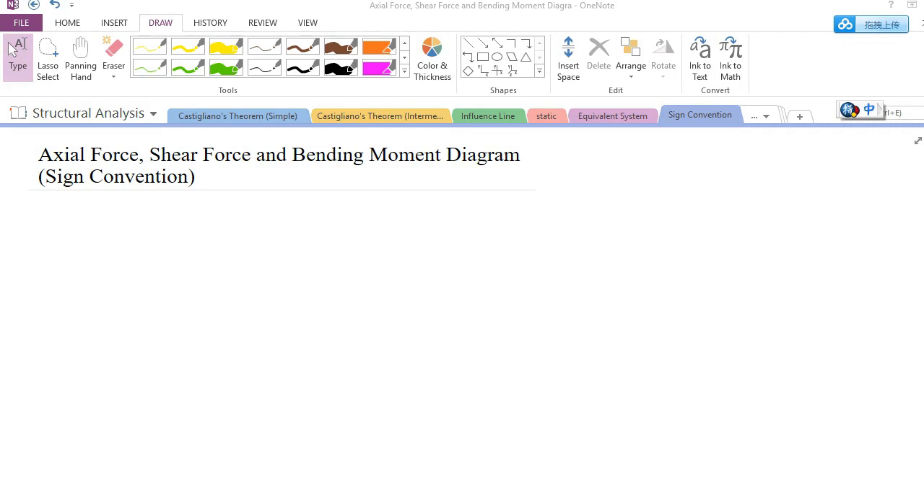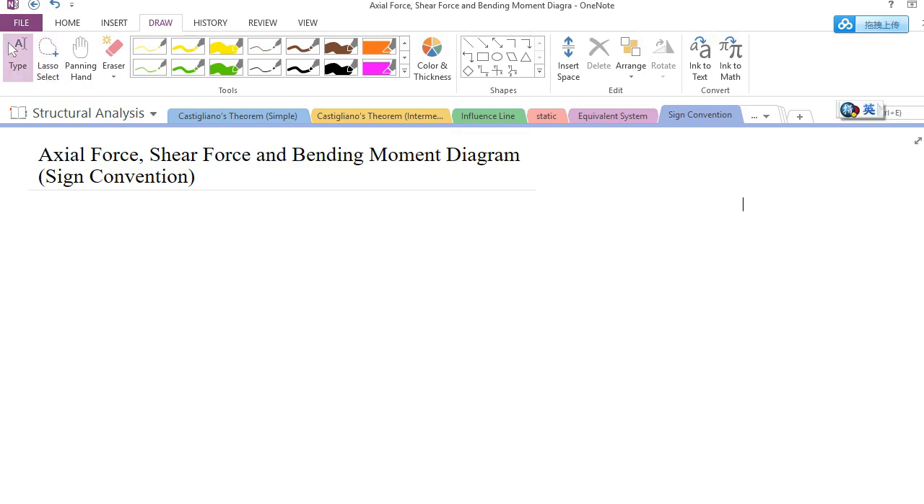Today I'm going to talk about a very fundamental concept called axial force, shear force, and bending moment diagram. Specifically, today I'm going to just cover the sign convention that civil engineers use in common practice. Alright, let's take a look at this example.